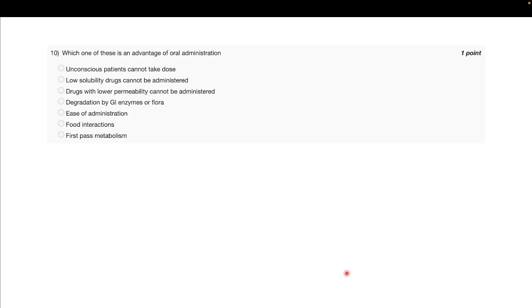The last question is which one of these is an advantage of oral administration? And you have a lot of options here. Ease of administration, okay. Anybody else? Thank you for answering.